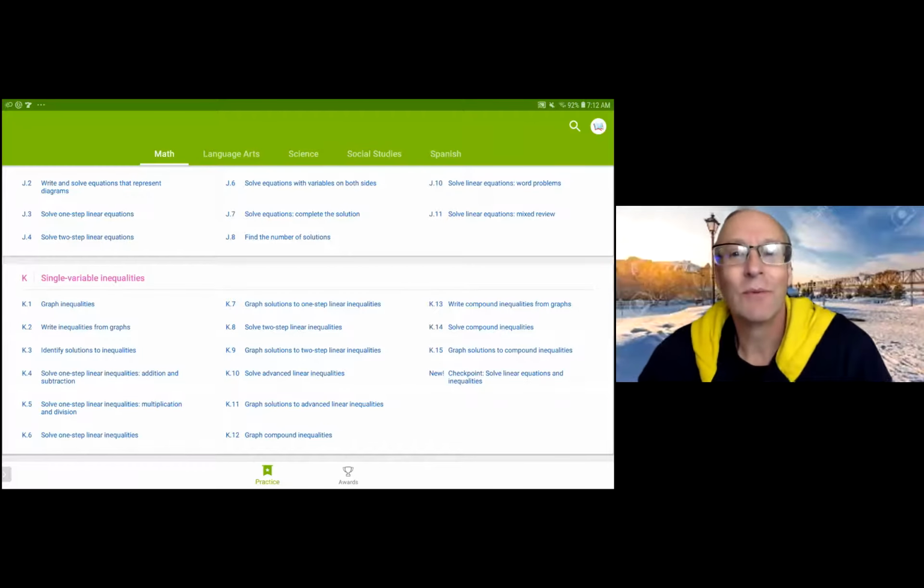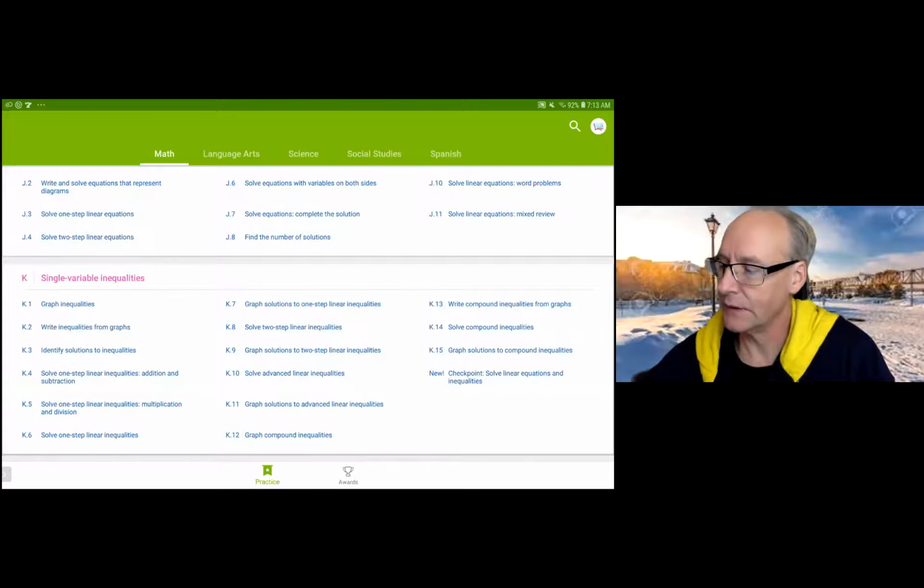Hi, everybody. We're going to do compound inequalities. I think I'm going to graph them this time. So we're going to graph compound inequalities. This is section K from Algebra 1 IXL. It's single variable inequalities, and we're doing K-12 graph compound inequalities. Should go pretty quickly. Basically, we're just looking at a set of solutions between two numbers, probably.